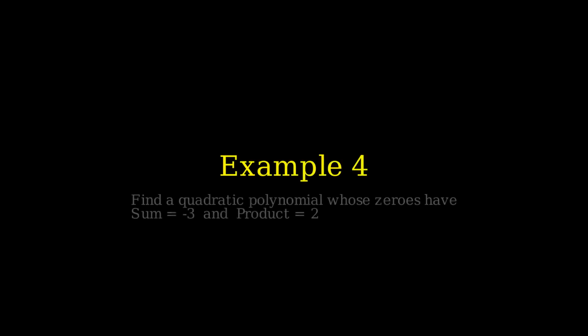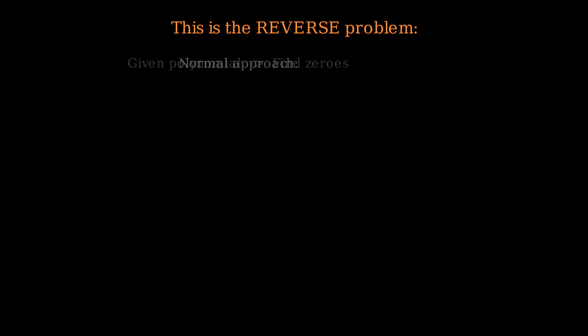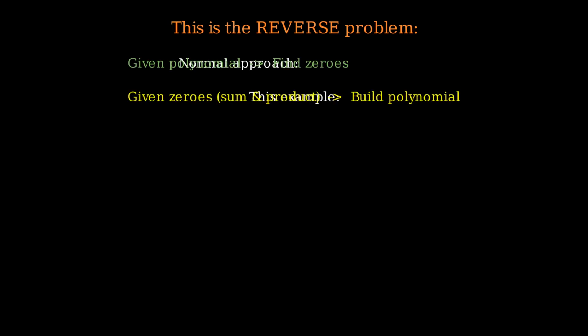Example 4. Find a quadratic polynomial whose zeros have a sum of negative 3 and a product of 2. This is the reverse problem. In examples 2 and 3 we started with a polynomial and found its zeros. Here we start with the zeros and build the polynomial. The normal approach goes from polynomial to zeros. In this example we go from zeros back to polynomial.